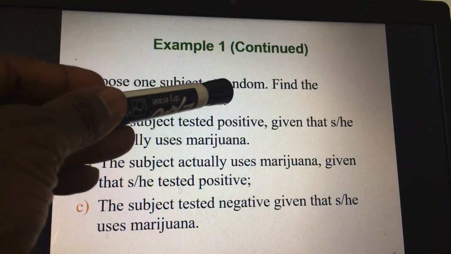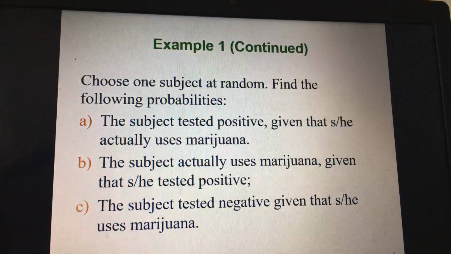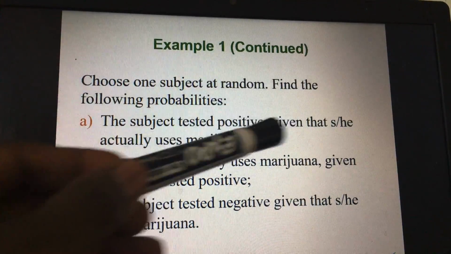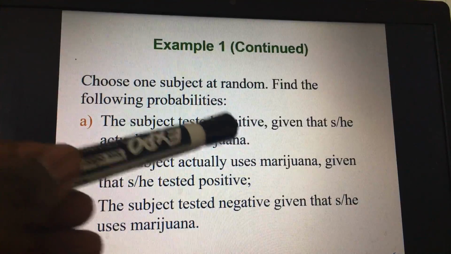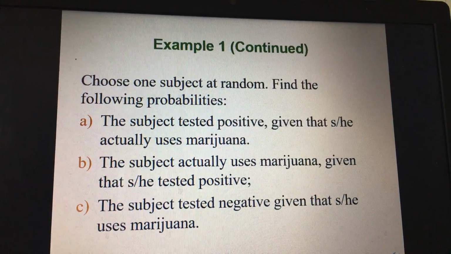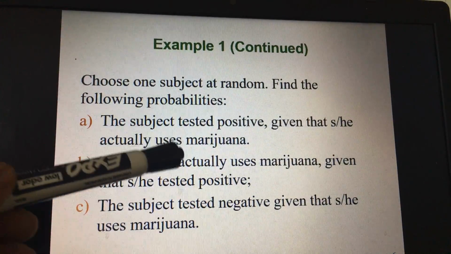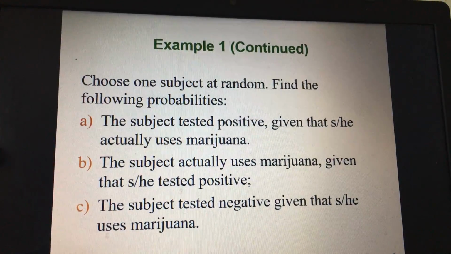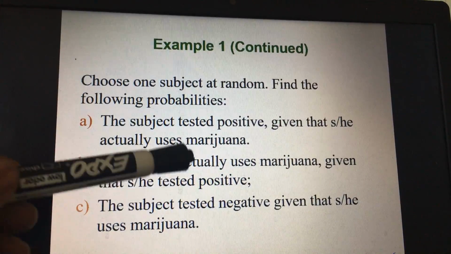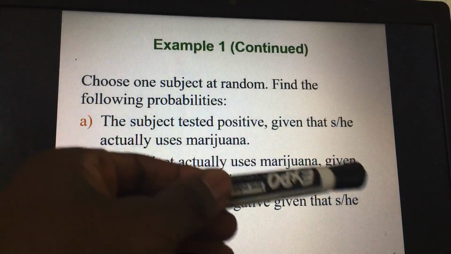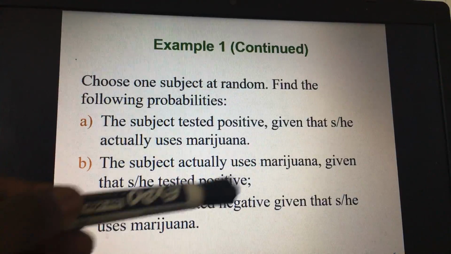Choose one subject at random. Find the following probabilities. The subject tested positive, given that he or she actually uses marijuana. The subject actually uses marijuana, given that he or she tested positive.